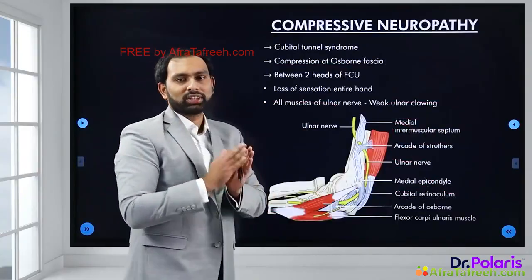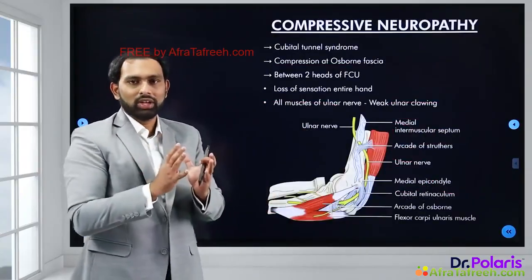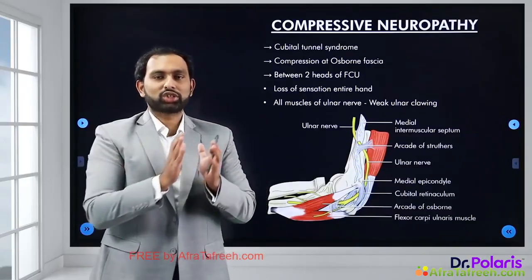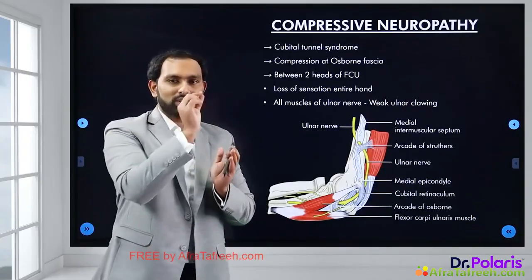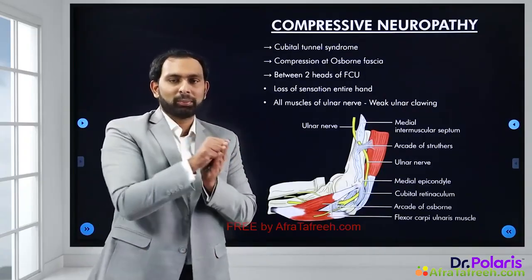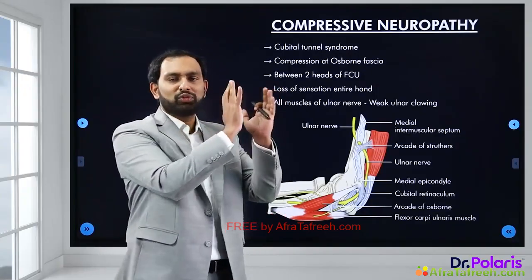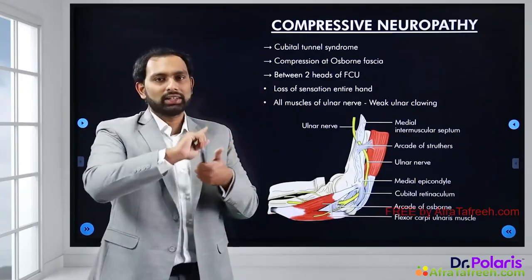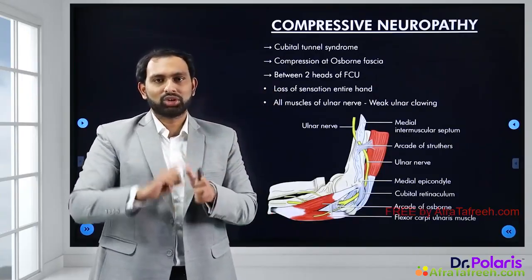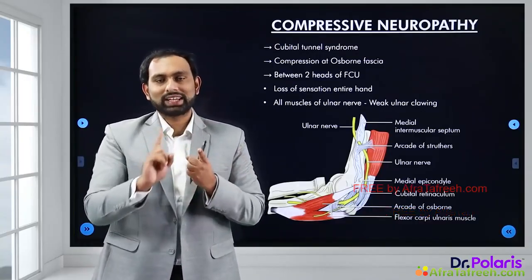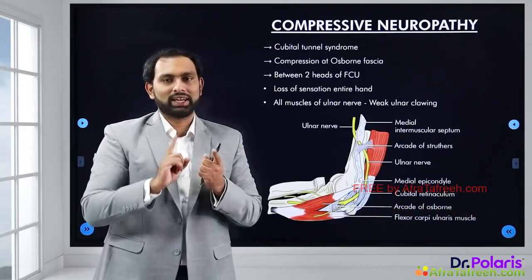Now let's talk about compressive neuropathy. Till now, we've talked about ulnar nerve injuries and all its signs. So at what sites can the ulnar nerve be compressed, leading to an ulnar neuropathy? The sites start from the first point we talked about, the medial intermuscular septum. The ulnar nerve pierces through the medial intermuscular septum, so that can be the first compressive neuropathy site.